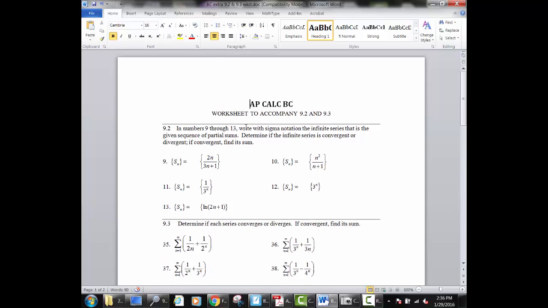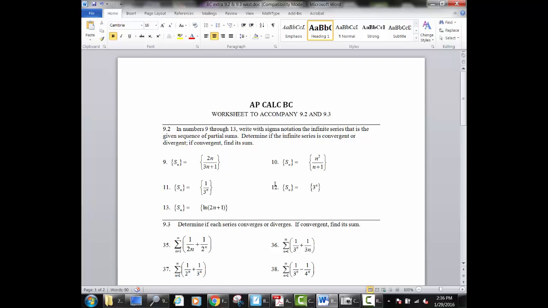Now there's two different parts to this question. We're actually going to do the second part first. So the second part says determine if the infinite series is convergent or divergent. It really should say determine if the corresponding infinite series is, because the first thing they want you to do is write with sigma notation the infinite series that is the given sequence of partial sums. So you'll notice they're giving you a sequence of partial sums. First part, they're asking you to just come up with the corresponding series, and then once you've got the series, decide if it's convergent or divergent. We're actually going to do that in reverse.